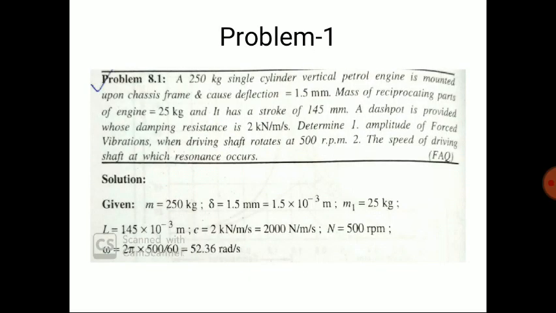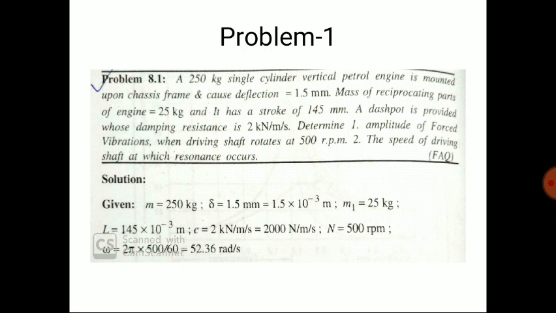So next we are moving to a problem. The problem is very important here. A 250 kilogram single cylinder vertical petrol engine is mounted upon a chassis frame and causes a deflection equal to 1.5 mm. Mass of the reciprocating parts of the engine is 25 kg, and it has a stroke of 145 mm. A dashpot is provided whose damping resistance is 2 kN per meter per second. Determine the amplitude of forced vibration when the driving shaft rotates at 500 rpm, and the speed of the driving shaft at which resonance occurs.